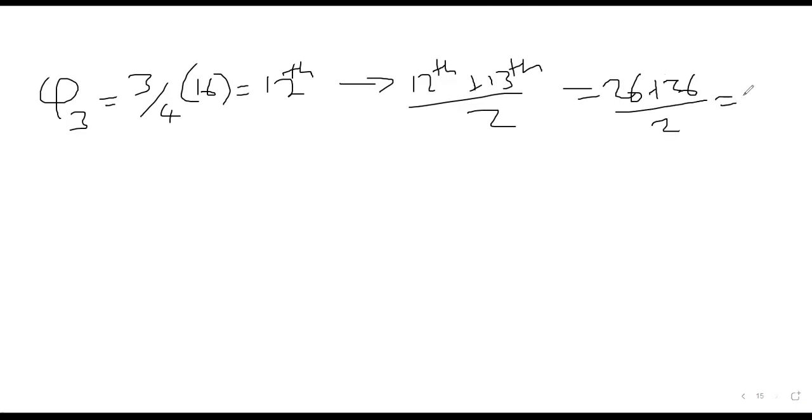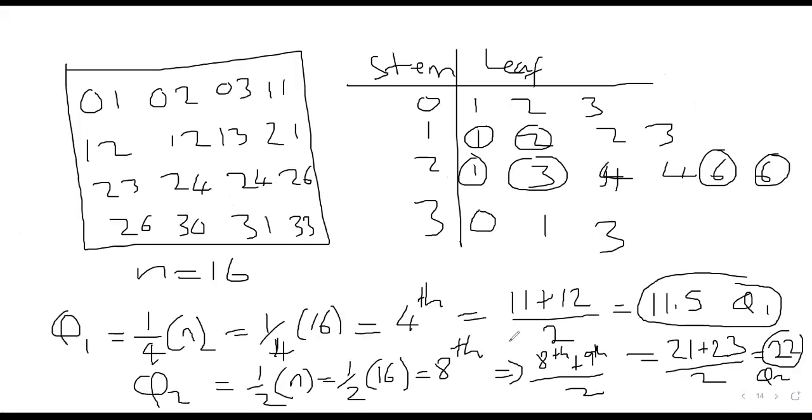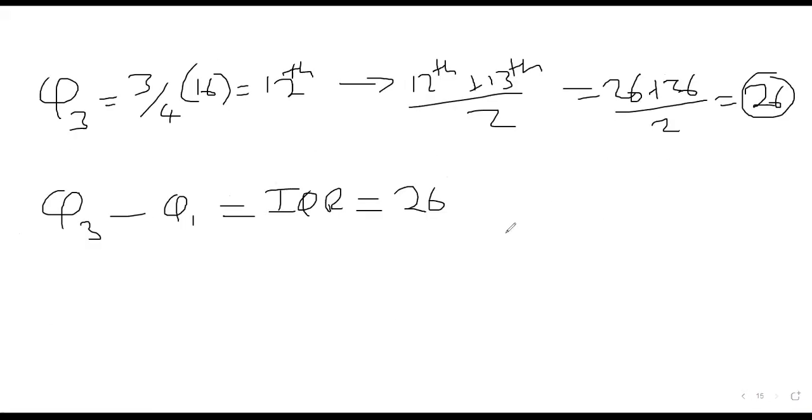Okay, a quick one, can you remember? When we find the difference between the first quarter and the third quarter, quarter 3 minus quarter 1, what do we call it? Interquartile range. It's called interquartile range. So 26 minus the first quarter, which was what? 11.5. All right. So 26 minus 11.5, we're going to get 14.5.